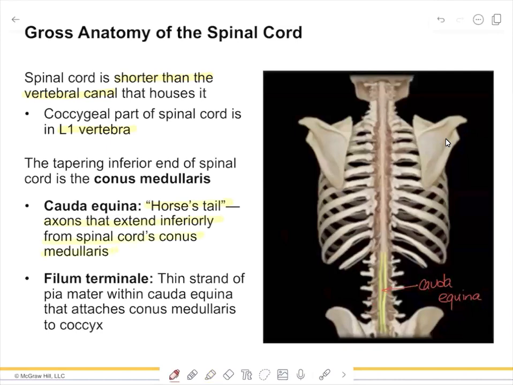So the conus medullaris itself is going to resemble a cone-like structure, and it's the tapering at the inferior end of the spinal cord. There's also a structure called the filum terminale, which is a thin strand of the pia mater within the cauda equina that attaches the conus medullaris to the coccyx.